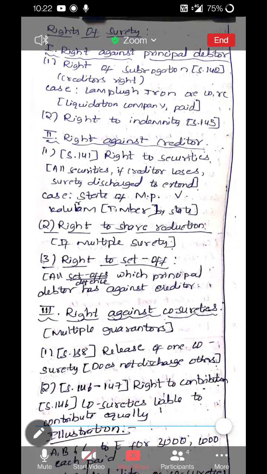Now, if a building or a land is kept in the hand of the creditor and the principal debtor does not pay, then the surety can use that land to pay. So right of subrogation: all the rights that a creditor has over the principal debtor pass to the surety.